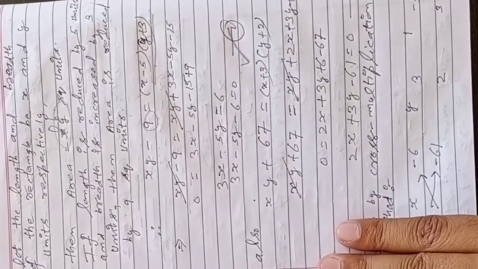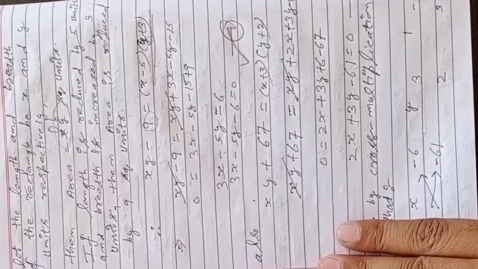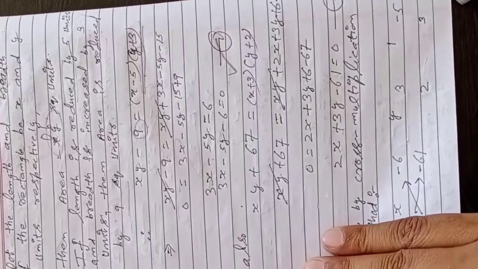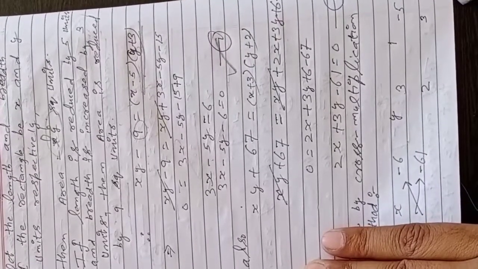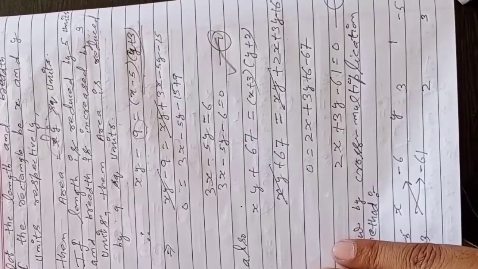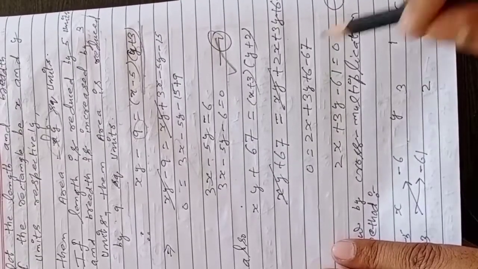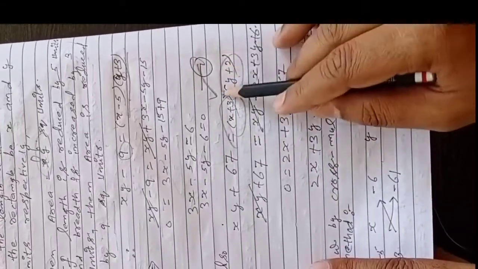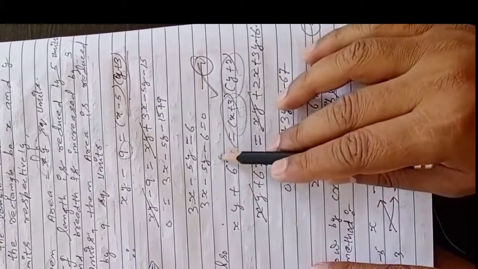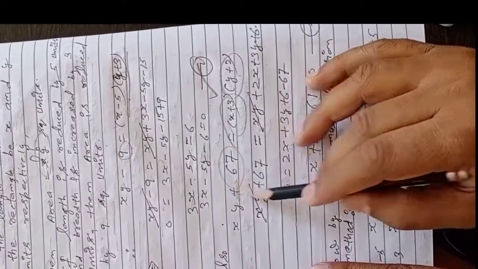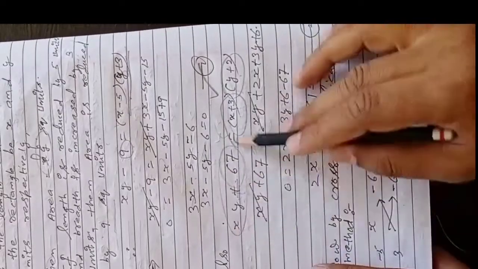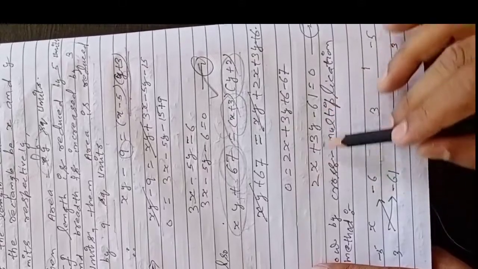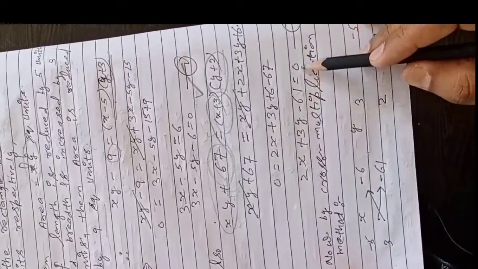Now second condition, we have been given that if we increase the length by 3 units and breadth by 2 units, the area increased by 67 square units. So the second condition is when length is increased by 3 units and breadth is increased by 2 units, the previous area is increased by 67. So it will be equal when xy plus 67 is equal to this. So the equation is coming 2x plus 3y minus 61 is equal to 0.